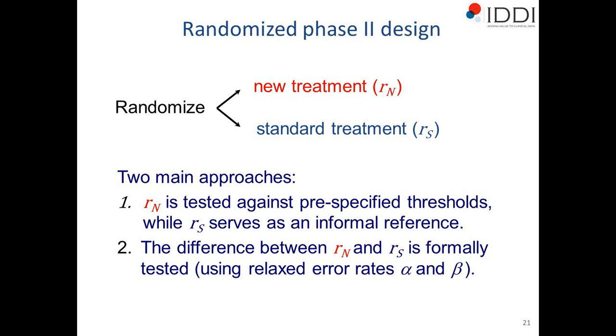And the other approach is to actually test for a difference between the response rate on the new treatment and the response rate on the standard treatment. In other words, Rn minus Rs. And then you test that difference, but using relaxed error rates, alpha and beta. If you didn't use relaxed error rates, you would actually be doing a randomized phase 3 trial, which we will discuss later. So this randomized phase 2 design could well use a Simon 2-stage or a Fleming 1-stage design, and that would be the classical approach of testing this new drug.